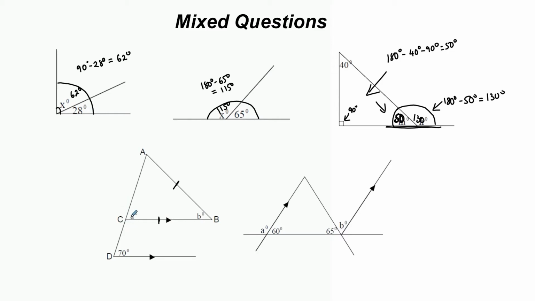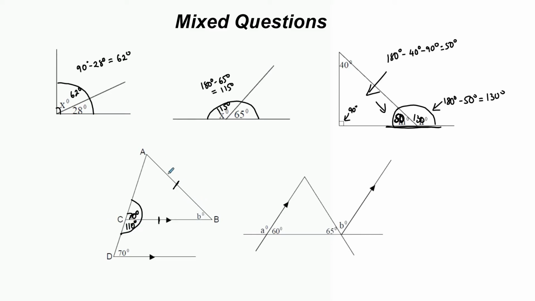So here we've figured out that this is going to be 70 degrees as well, because they're both above this parallel line in the F shape. Same as we did before, that makes a perfect straight line. So if this is 70, the two corners here have to add up to 180. That makes that 110 degrees. That's just 180 minus 70.